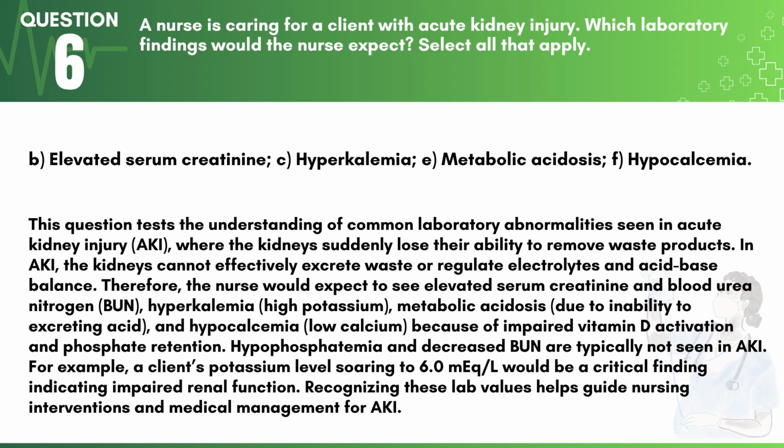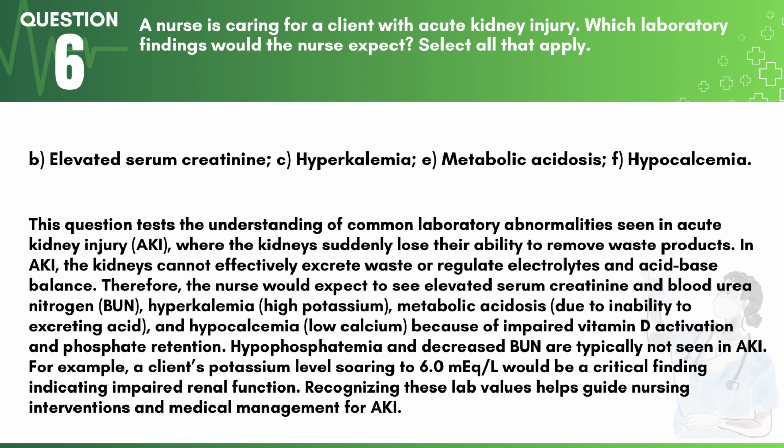This question tests the understanding of common laboratory abnormalities seen in acute kidney injury, AKI, where the kidneys suddenly lose their ability to remove waste products. In AKI, the kidneys cannot effectively excrete waste or regulate electrolytes and acid-base balance. Therefore, the nurse would expect to see elevated serum creatinine and blood urea nitrogen, BUN, hyperkalemia, high potassium, metabolic acidosis, due to inability to excrete acid, and hypocalcemia, low calcium, because of impaired vitamin D activation and phosphate retention.